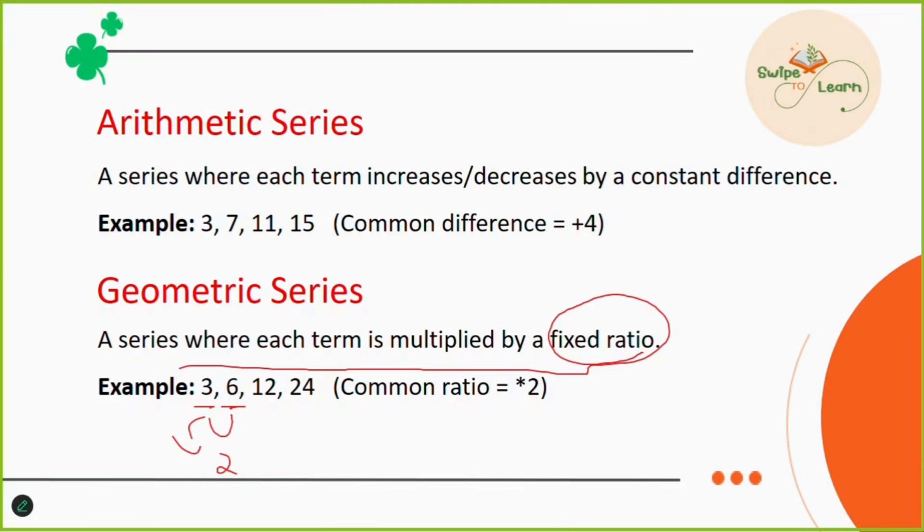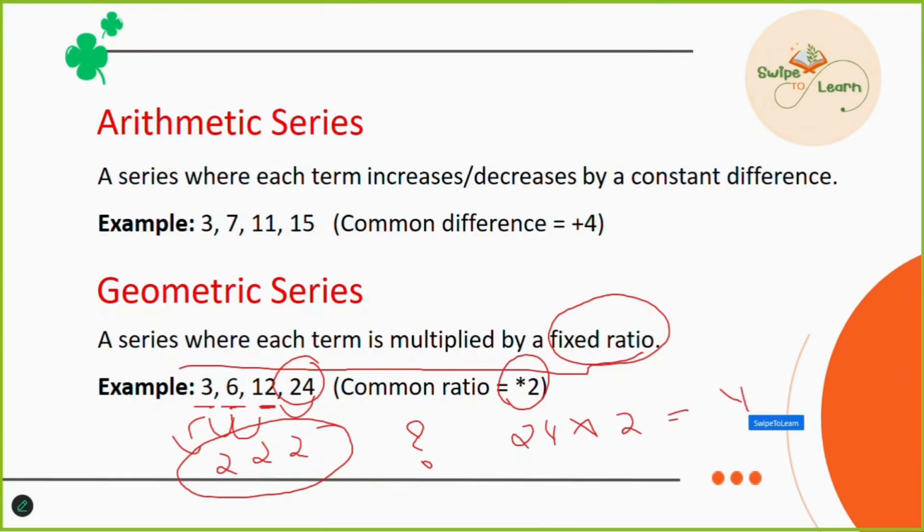And again from 6 to 12. If we multiply 6 by which number we get 12? It's 2. So here there is a common fixed ratio, a multiplication factor of 2. So what would be the next term? It would be 24 into 2. So 24 times 2, which is 48, will be the next term in this geometric series.